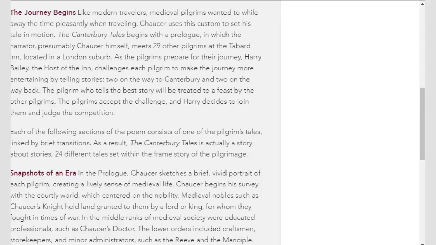Two on the way to Canterbury, and two on the way back. The pilgrim who tells the best story will be treated to a feast by the other pilgrims. The pilgrims accept the challenge, and Harry decides to join them and judge the competition.